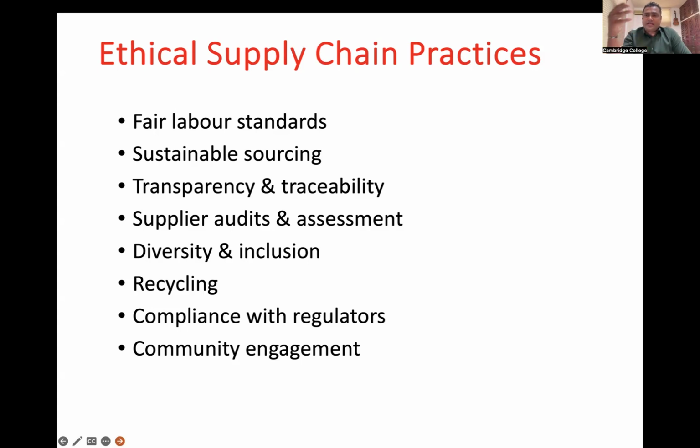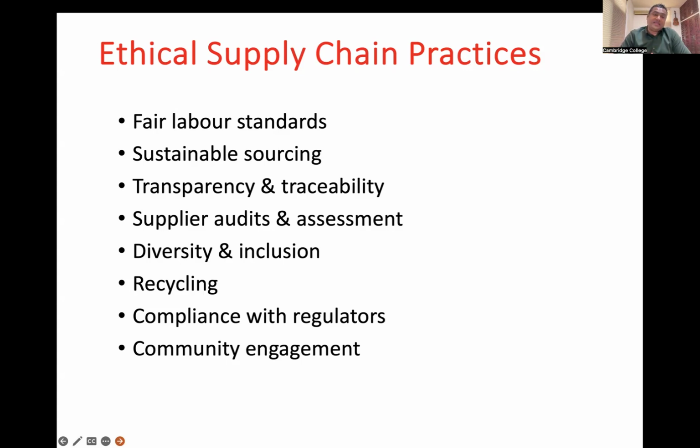The transparency: if you audit your suppliers, are they transparent with their processes to show that they are practicing sustainable manufacturing standards? Supplier audits and assessments. Do they do periodic audits via an independent party like PricewaterhouseCoopers, Ernst & Young, ACCA? They do what we call sustainability audits.